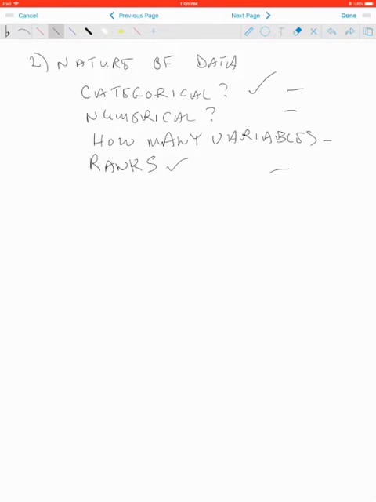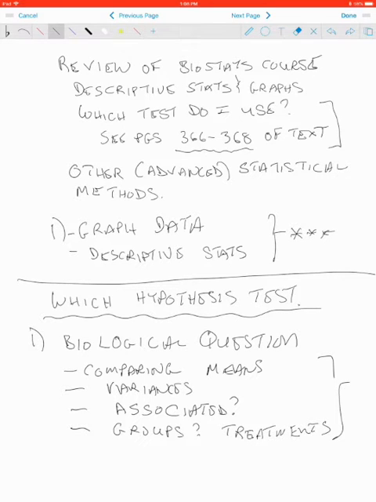Okay, and so what else do we need? We might also want to take into consideration the assumptions of particular tests, because we want to know, have we met those assumptions? Right, so just to go back again, what's going to help you get to which hypothesis test is the biological question. Am I asking about sizes? Am I asking about variability? Am I asking about the association between characters? How many treatments or groups do I have?